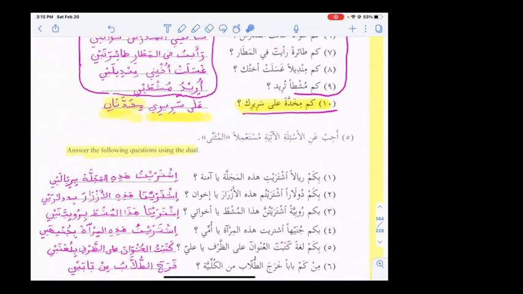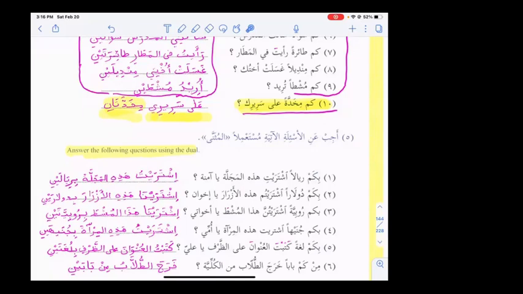Answer the following question using dual. Bikam riyalan ishtaraita hadhihi al-majalla ya Amina? Now here it will be ishtaraitu. For how many riyals did you buy this magazine, Amina? Ishtaraitu hadhihi al-majalla bi riyalayn. I bought this magazine for two riyals.